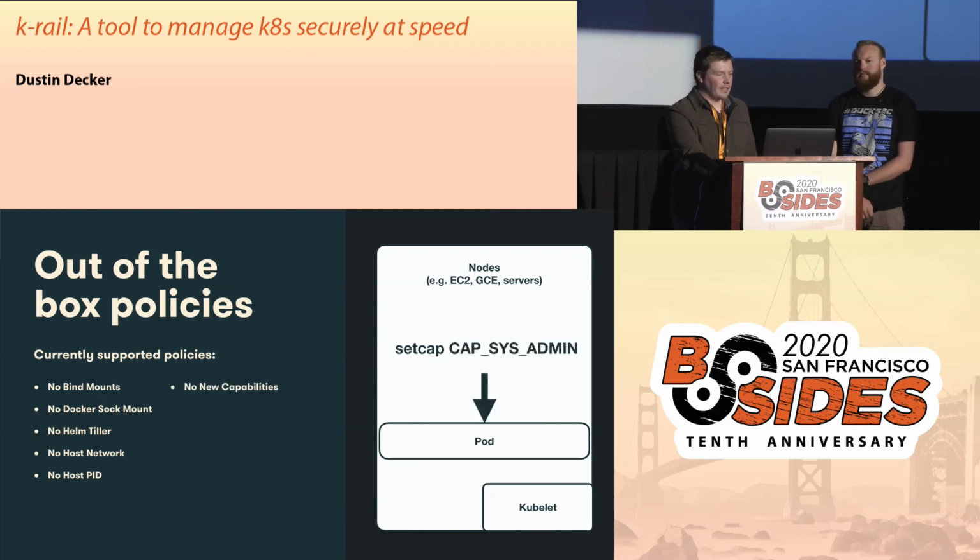No new capabilities, which is something that Sam and Maya touched on in greater detail yesterday, but this essentially prevents people from adding additional syscalls that they can use to potentially do nasty things. No privileged container, which is a superset of that. It includes all the capabilities and also a bunch of other things.